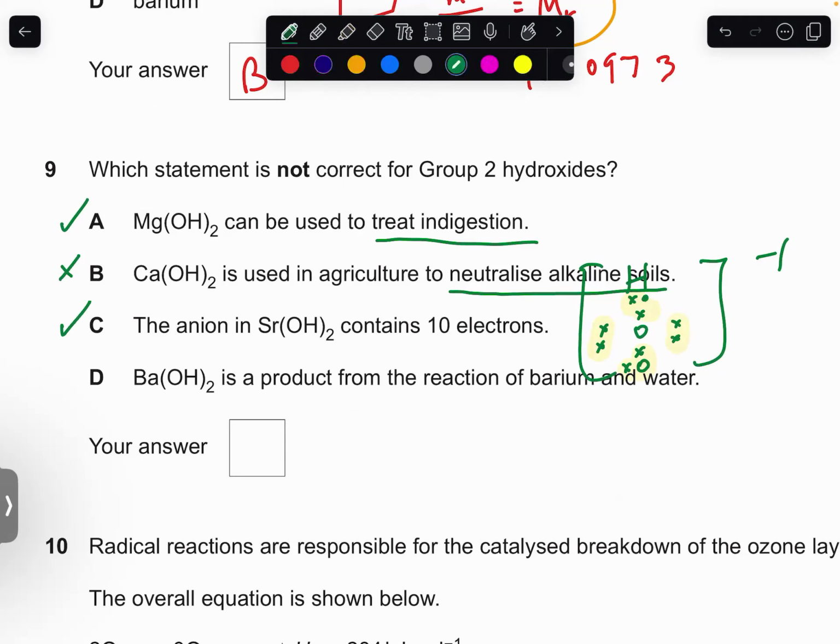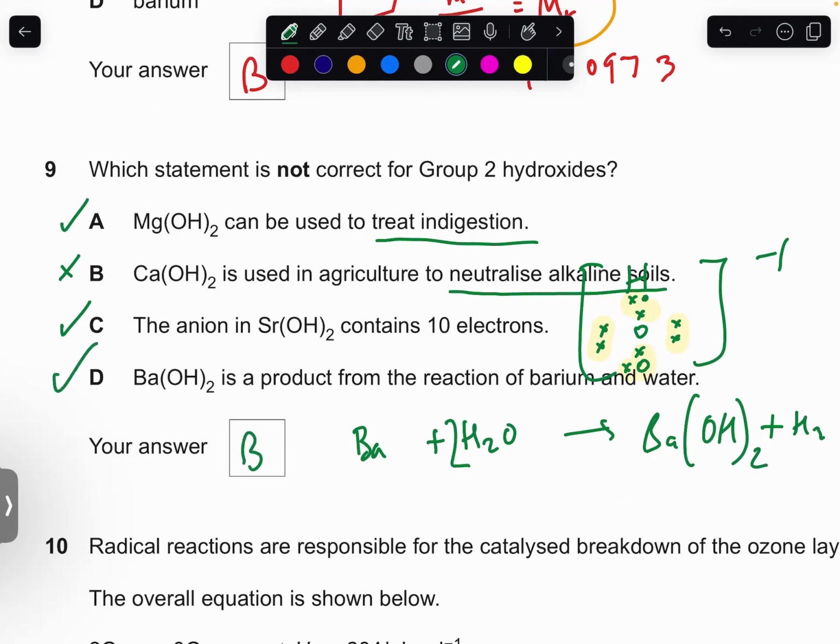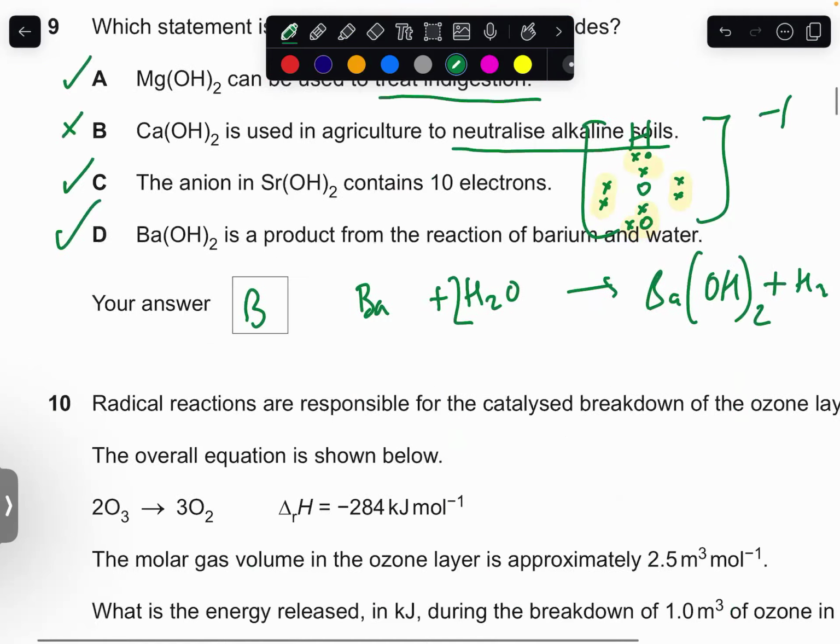And the last one, barium hydroxide is a product from barium and water. Yes, it is, because barium, when it reacts with the water, gives you hydrogen gas, and it gives you the hydroxide. And to balance, we can put a big 2 there. So the answer is B, which is not correct. Yep, mark scheme supports that. Next question.